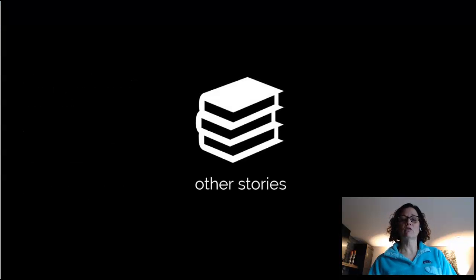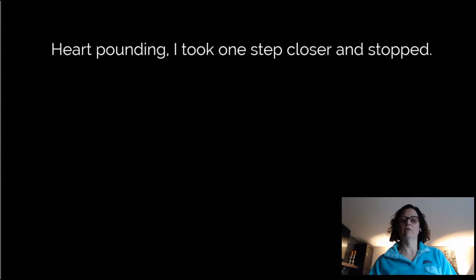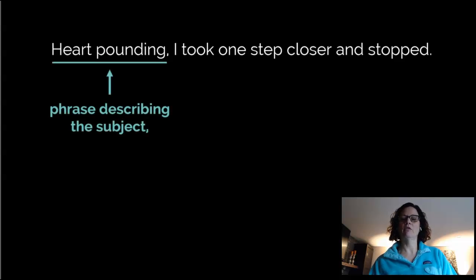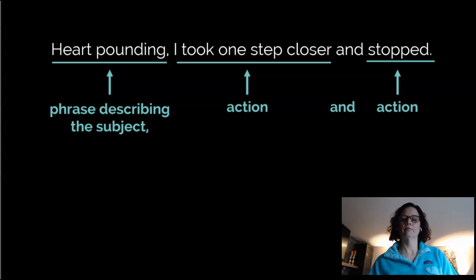One of the best ways to discover new ways to write sentences is by studying published stories to see what other writers do, then imitating their sentence styles in your own writing. For example, this sentence appears in Frog. It is made up of a phrase describing the subject followed by a comma. Okay, see the comma there? Then an action, and another action.